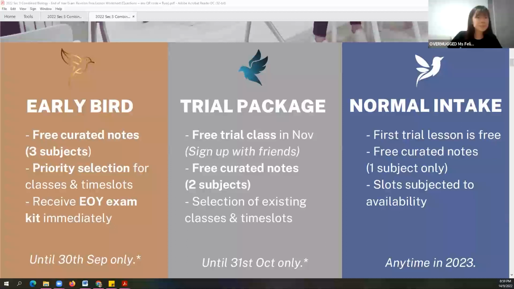Okay, so then another question I have is about the curated notes for the trial class. This one here, is it for Sec 4? Yes, it's the entire Sec 3 to Sec 4 syllabus.